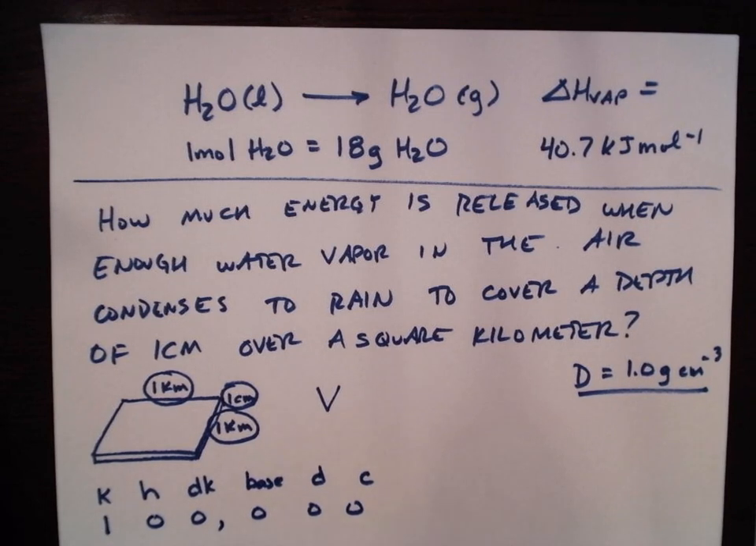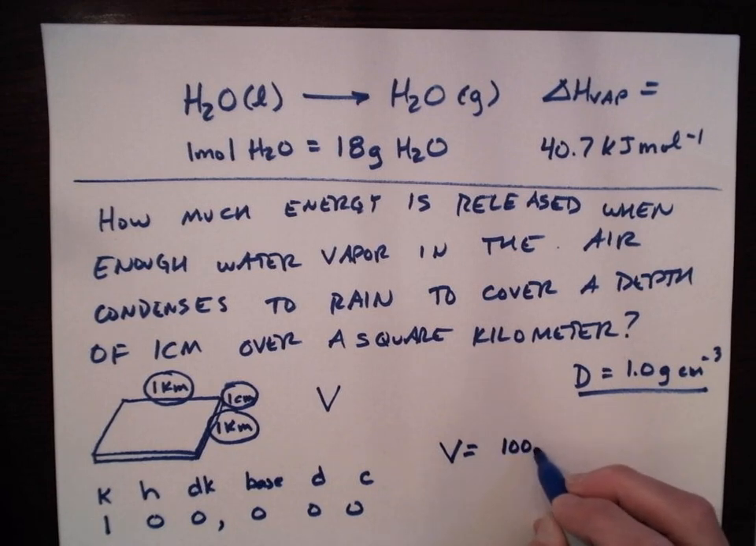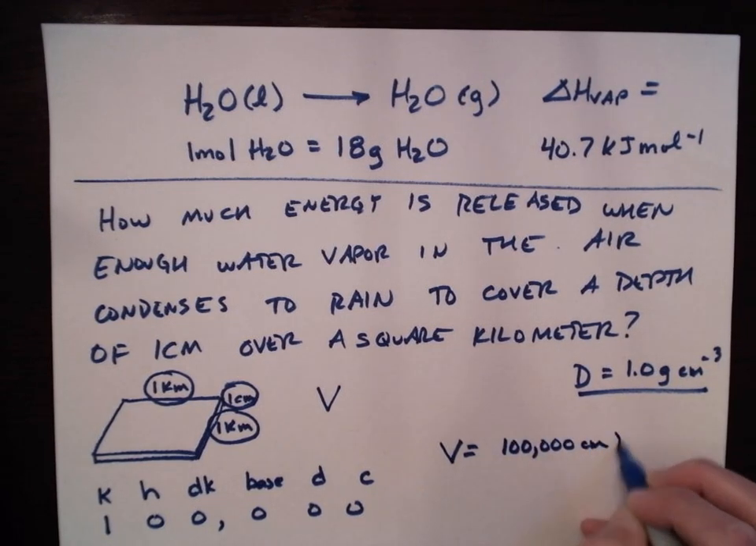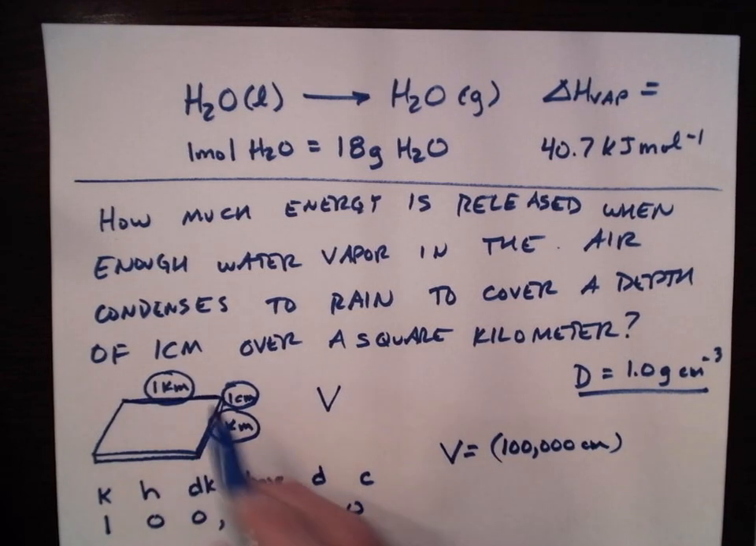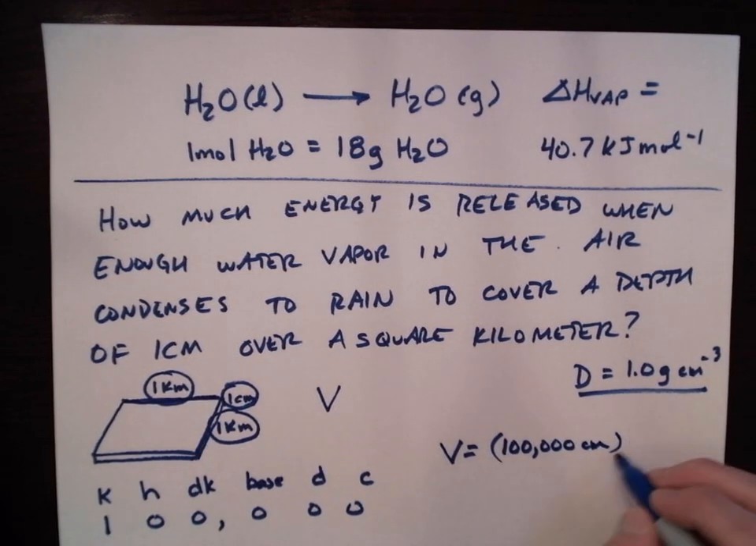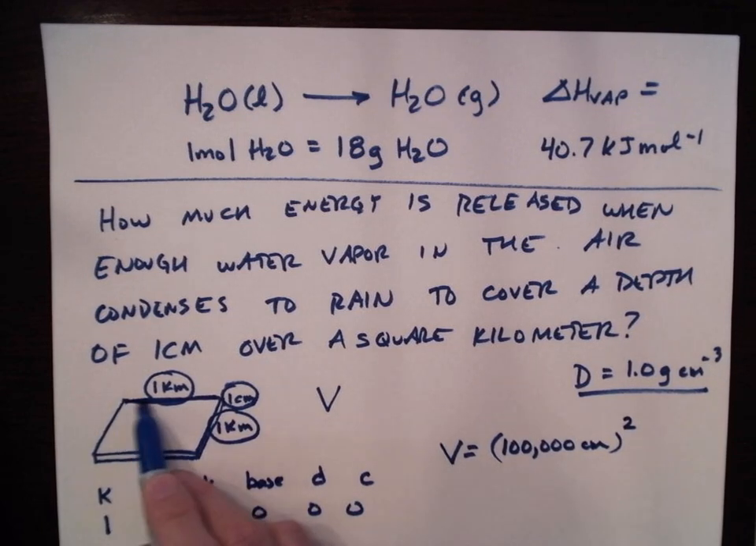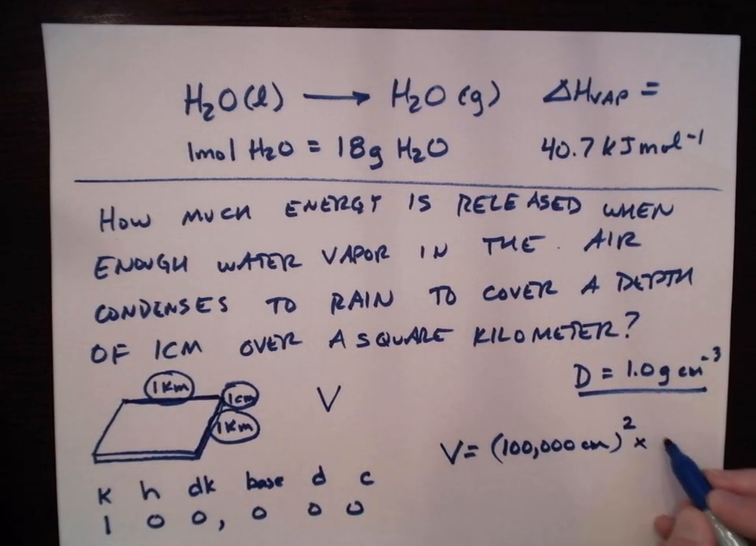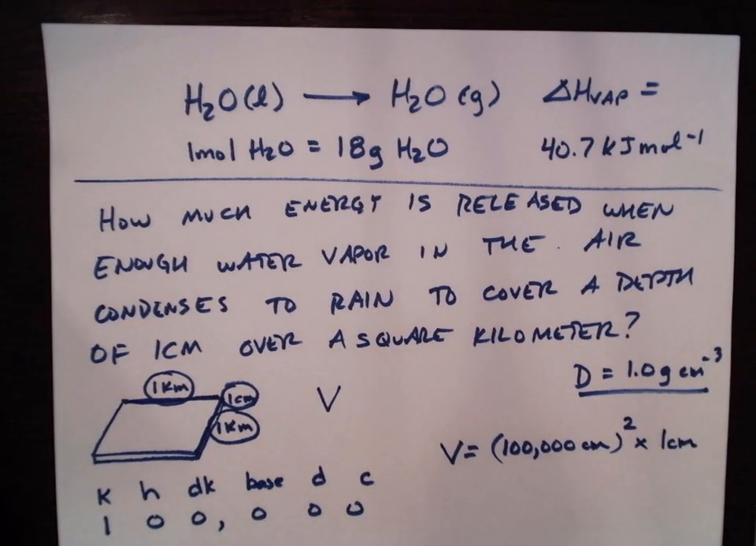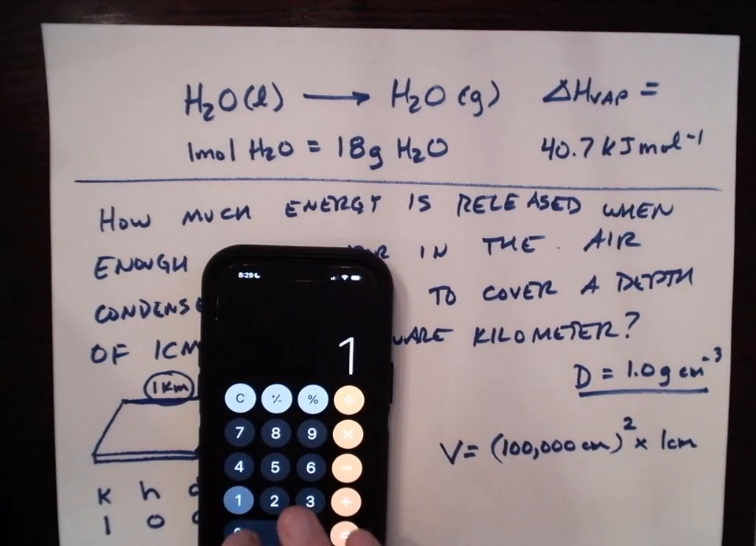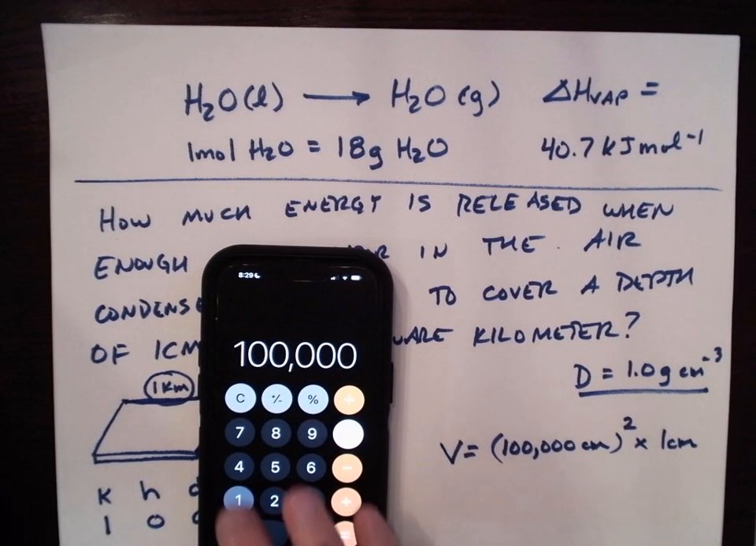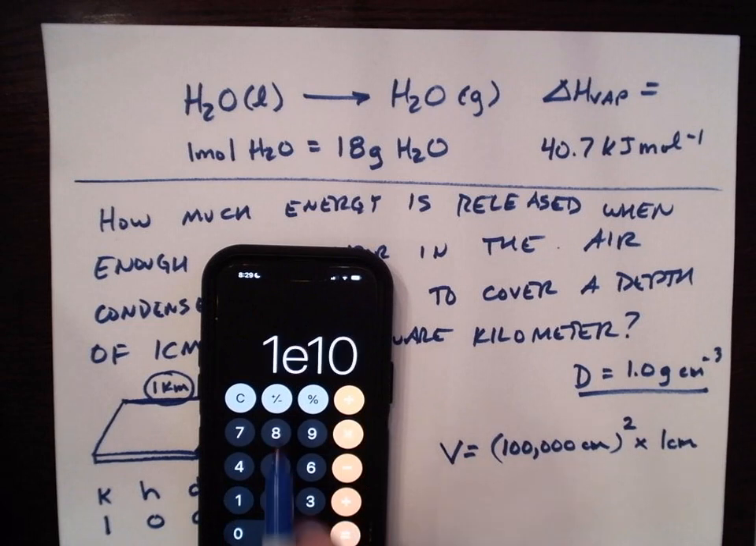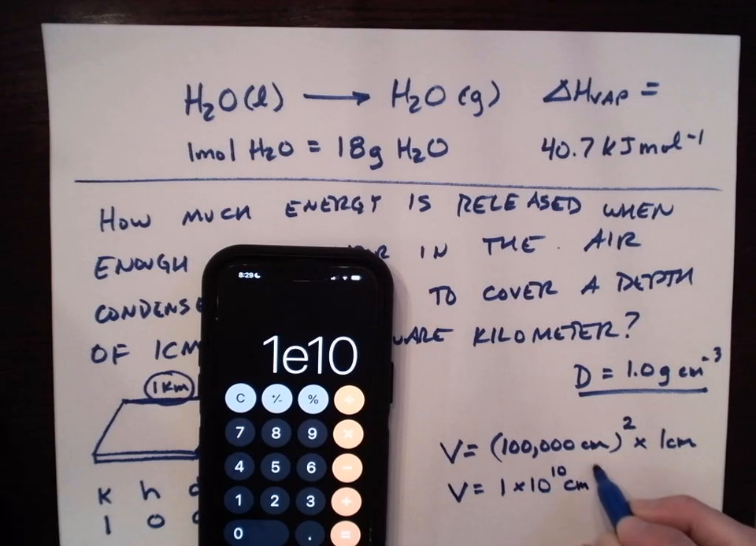If I have 1 kilometer, that's going to be 100,000 centimeters. So the volume of water in this particular case is going to be 100,000 centimeters, that's the length, times the width, which is another 100,000 centimeters. So let's just square this. So that's this times the height at 1 centimeter. All right, doing the arithmetic, 100,000 times 100,000 times 1. It's going to be 1 times 10 to the 10th centimeters cubed.